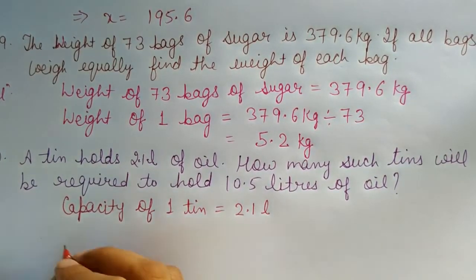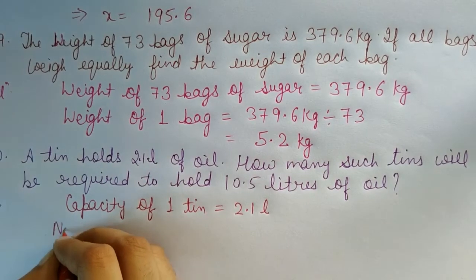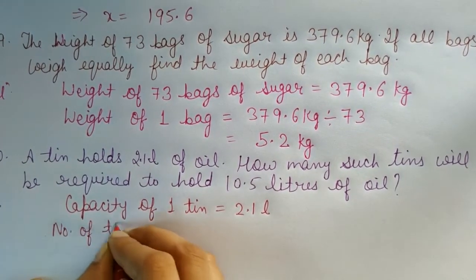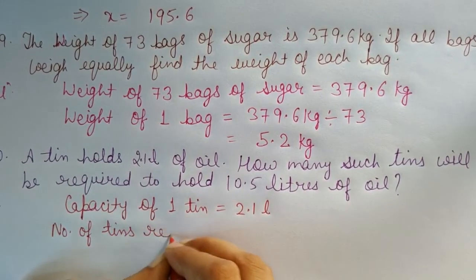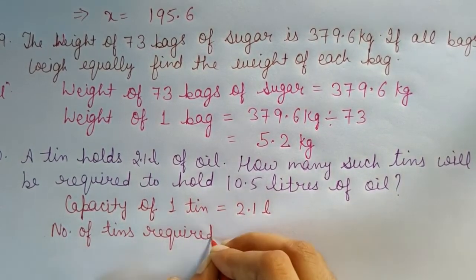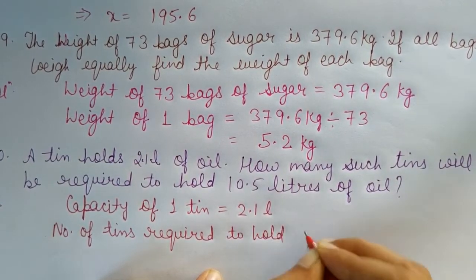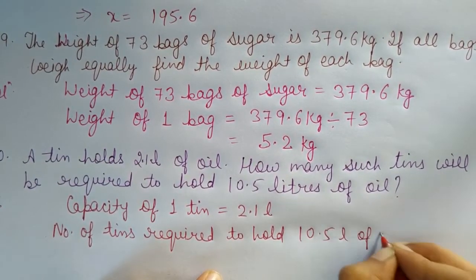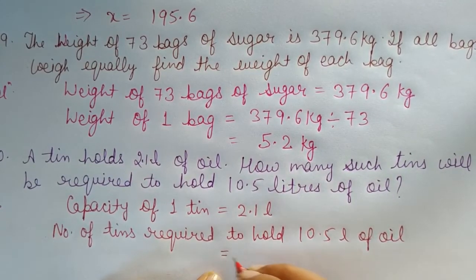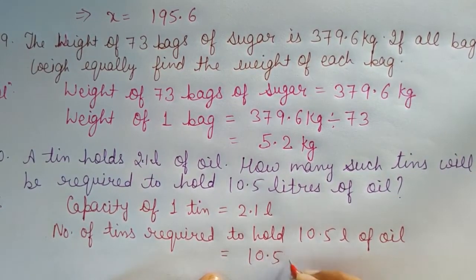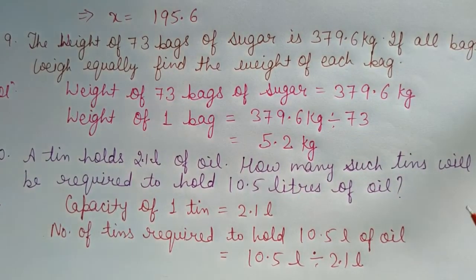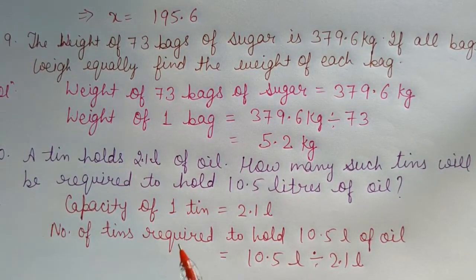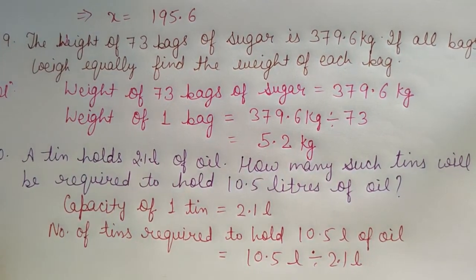Then we have to find the number of tins, and number of tins for what? Number of tins required to hold 10.5 liter of oil. So we will write: number of tins required to hold 10.5 liter of oil will be equal to 10.5 liter divided by 2.1 liter. Recently we have done this type of question in which we have to find the number of pieces. So if we have to find the number of tins here, we will divide the whole quantity by the quantity of 1.